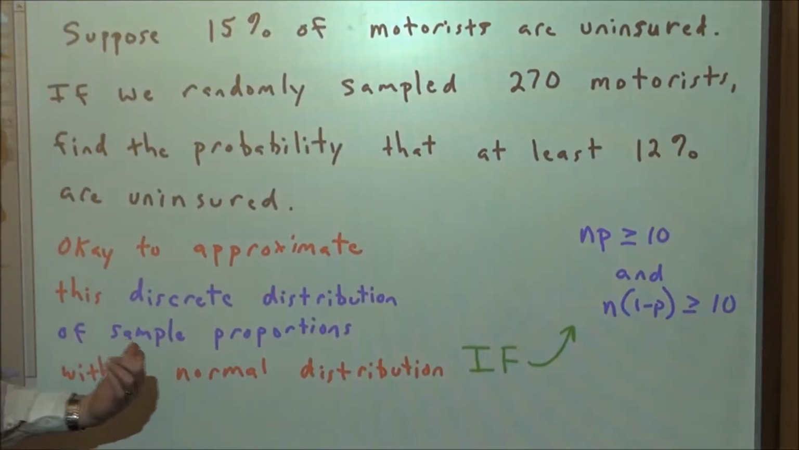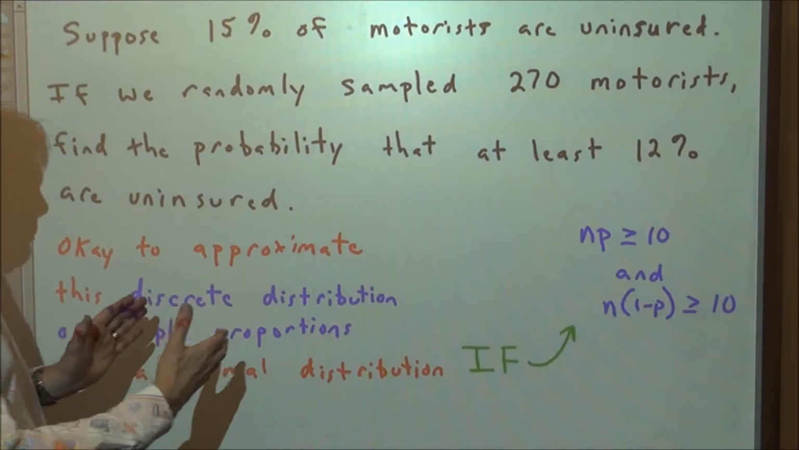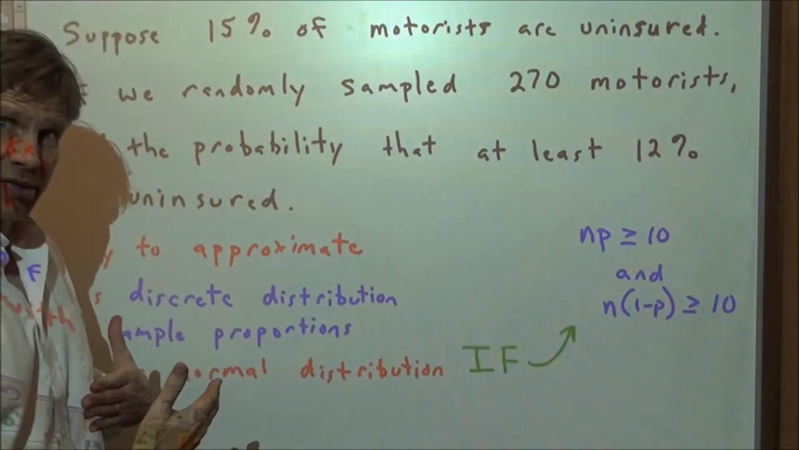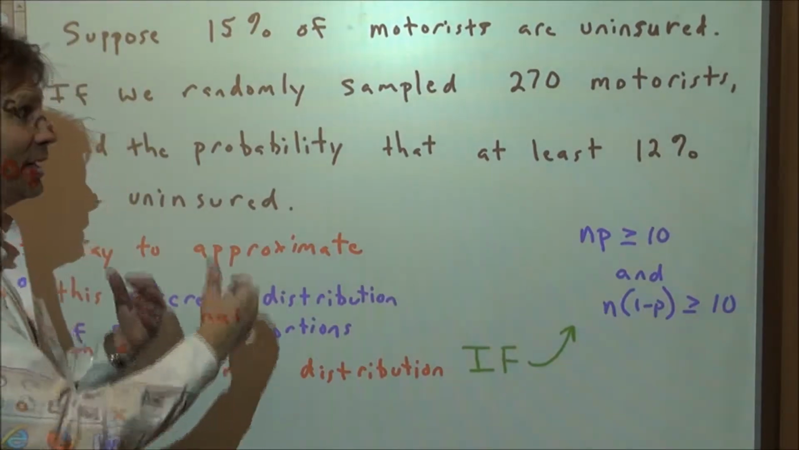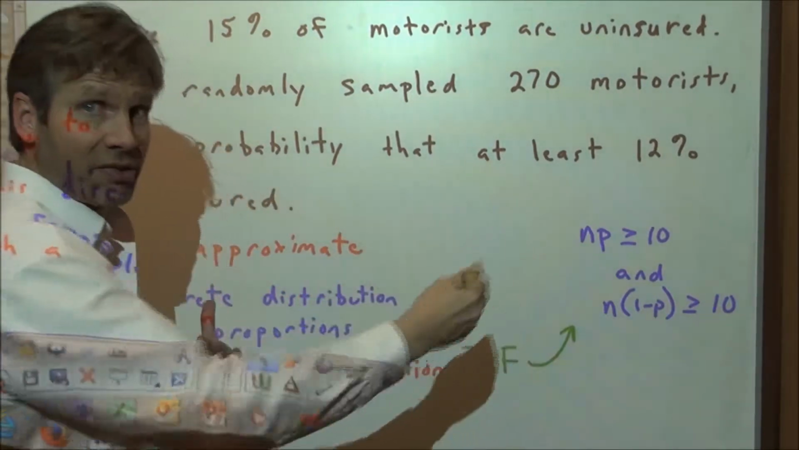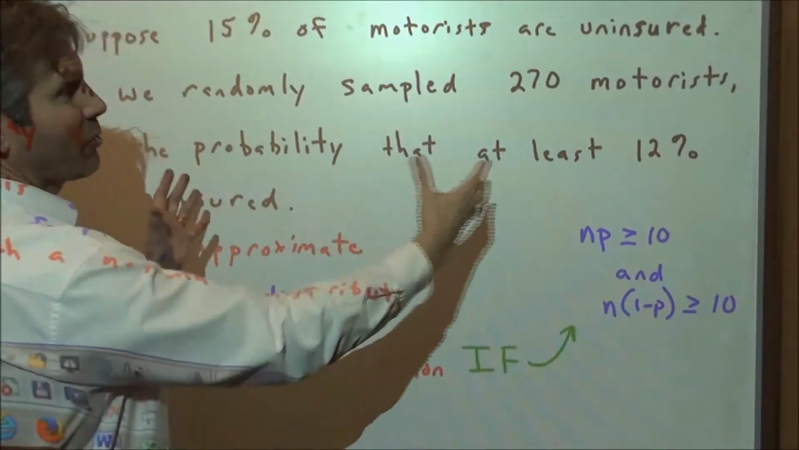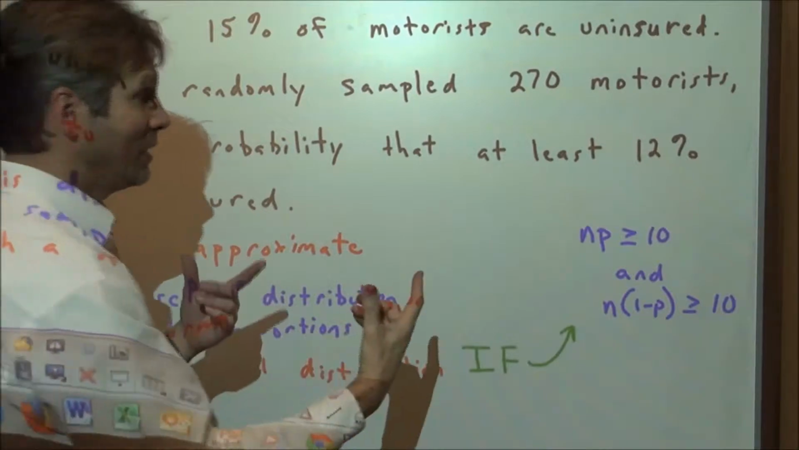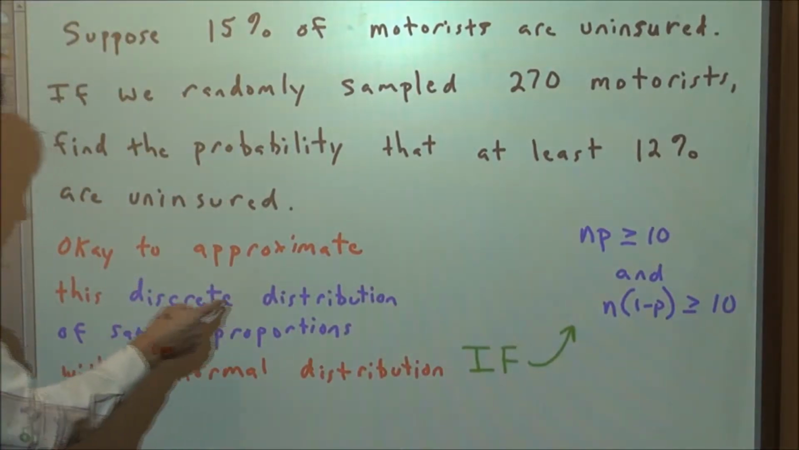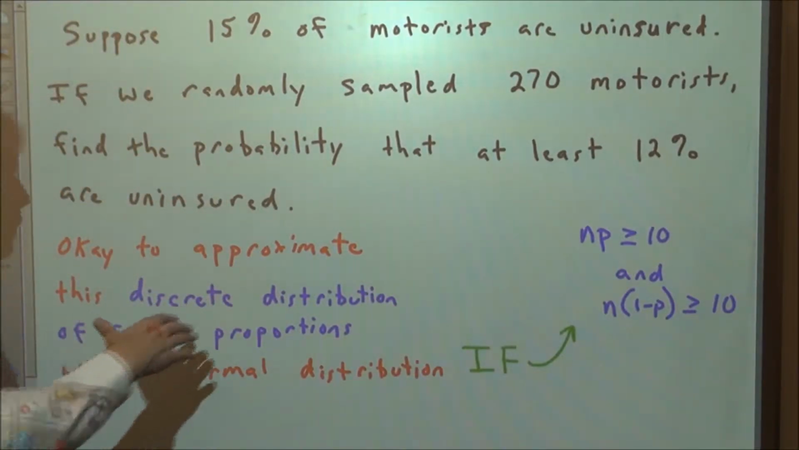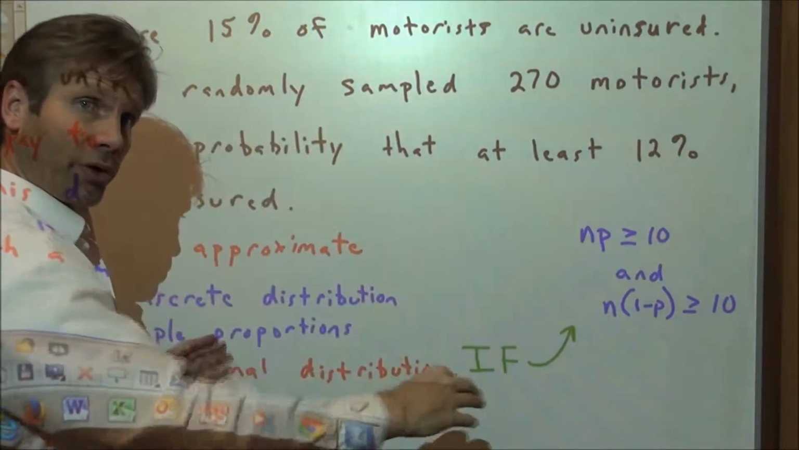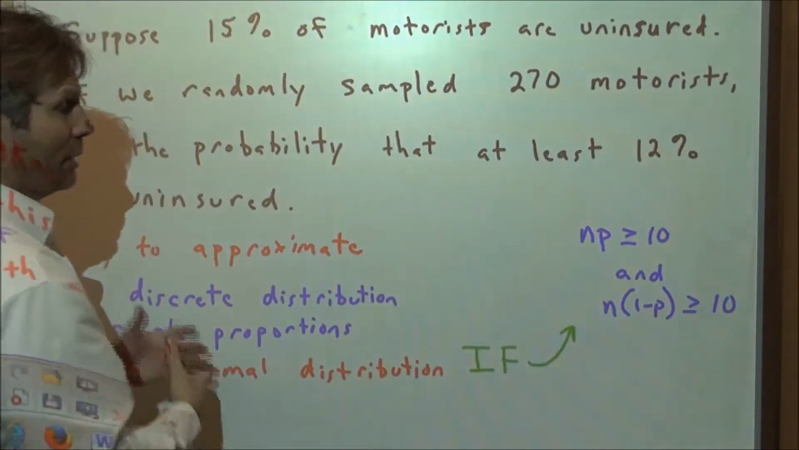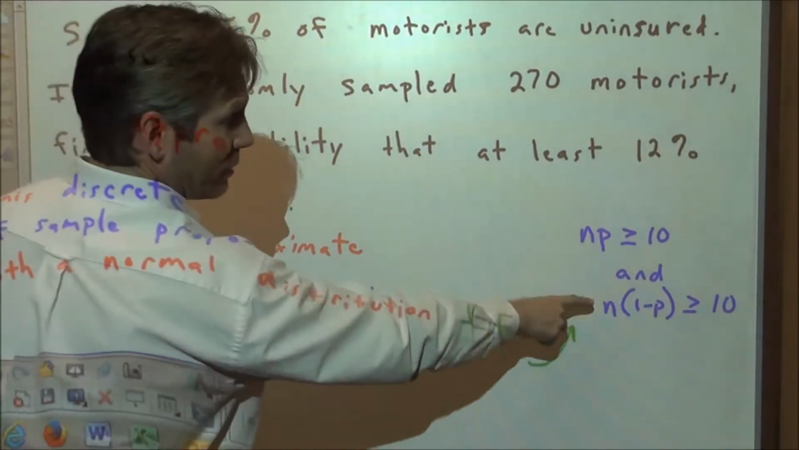It's good to know that in reality, sample proportions have to be discrete. If we took a sample of 270, you'll get anywhere from 0 successes, which is 0% success rate, up to 270 successes, which is 100%. But there's only 271 possible sample proportions you can get. So in reality, that's why I say the distribution is discrete, but we can superimpose a normal curve over what would otherwise be a bar graph of proportions by knowing that these two things are true.